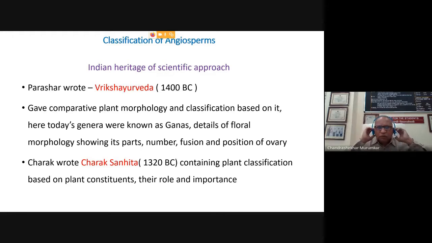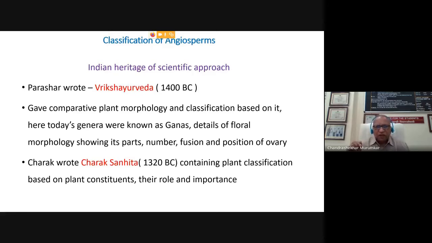This Vriksha Ayurveda is very interesting because in it, he has given a comparative account of plant morphology. He knew about the habitat of the plant, the habit of the plant, and the different morphological characters, what we know as indices of root, stem, and leaf, even inflorescences. Not only that, he used these for classification, so he prepared a classification of his own based on these characters. Very interestingly, what we today know as genera, he called ganas. So ganas were the plants which had common characters together.